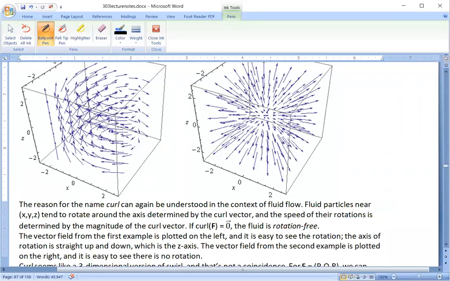So on the left, we can see an example of something with a curl, in that case negative 2k. It's easy to see the rotation. It's rotating around the z-axis. Remember that the curl was negative 2k, which points in the direction of the negative z-axis. So there you go. Second one, there's clearly no rotation in the motion. It's just a bunch of straight line motion, and the curl on that one was 0.